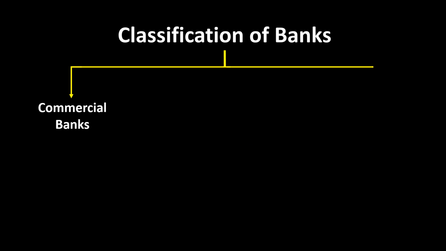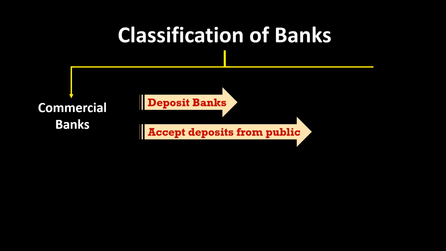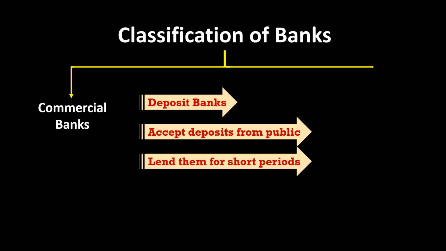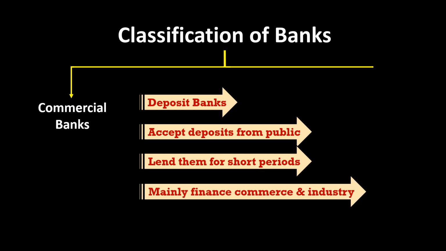The most important category is commercial banks. The commercial banks are also called deposit banks. They accept deposits from the public and lend mainly to commerce for short periods. As they finance mainly commerce, they are called commercial banks. And they are also known as deposit banks because they accept deposits from the public and lend for short periods. So, these are the features of a commercial bank.